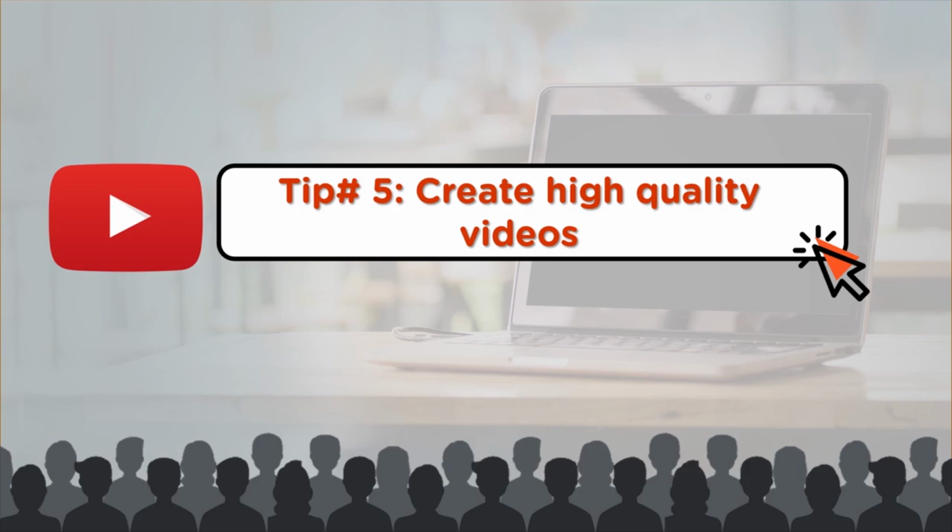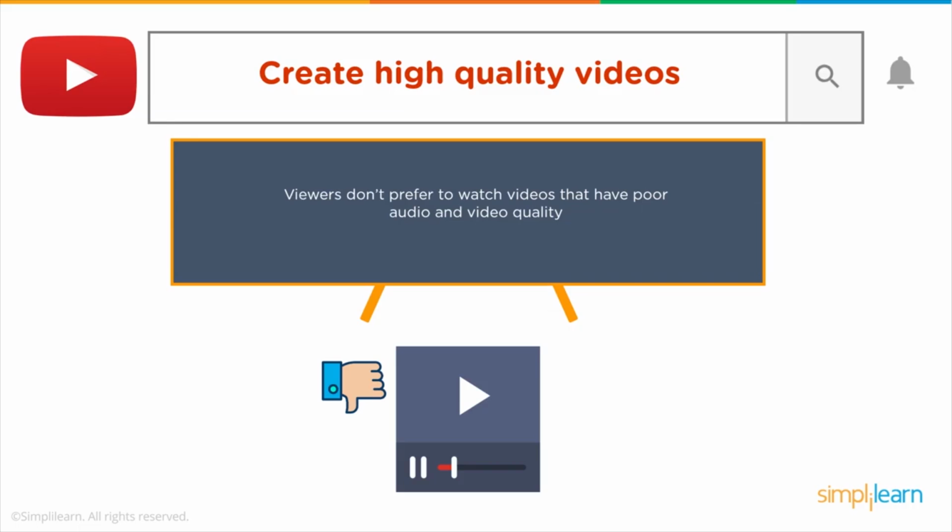Okay, tip number 5, produce high quality videos. So we need to get in the habit of producing high quality videos, because viewers don't prefer to watch videos that have poor audio and video quality. It's just that simple. You need to know what it takes to produce high quality videos. If you don't, you're just going to discredit yourself. You're not going to come across as relevant. You're not going to come across as qualified, professional. There's a lot of things attached to poor quality videos. So we need to create high quality videos for the end user. So let's talk about some ways in which you can create high quality videos.